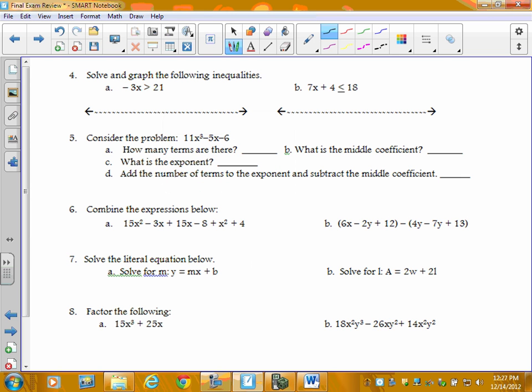And 4a, divide by what? Divide by -3. Remember, when you divide by -3, you have to reverse the symbol. So x is less than 7. What kind of circle? Open. So here's 0, here's 7. Here's 7, so I want an open circle and shade.